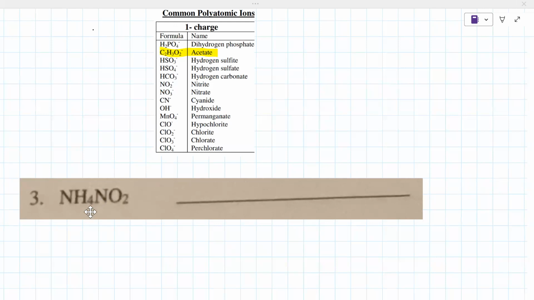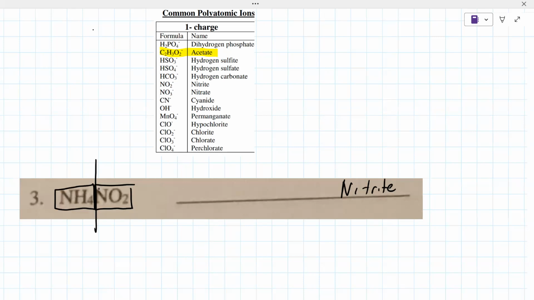So the NH4, this is where this one's different. NH4 is on your sheet. And then NO2 is on your sheet. Yeah, NO2 is. It's nitrogen dioxide. NO2 is nitrite. Oh, sorry, my paper says nitrogen dioxide for NO2. That's true, but not when it's a polyatomic ion.